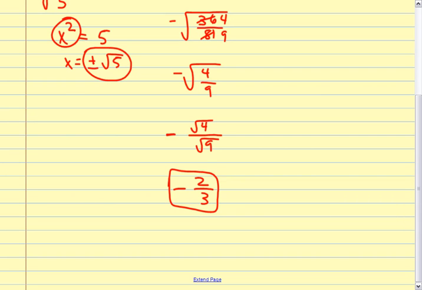Okay? All I did was reduce as much as I could, and I got this fraction, 4 over 9. Now, as soon as I reduced it as far as it could go, I took the square root of the top and the square root of the bottom. Okay? Square root of 4 is 2, square root of 9 is 3. And they wanted the negative one. Okay, so I stuck the negative sign out front. All right, great job. Let's look at the next example.